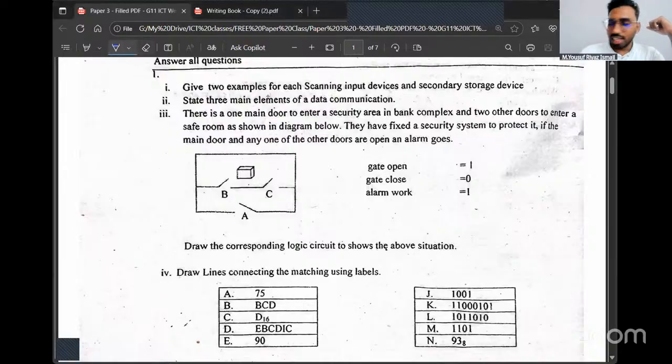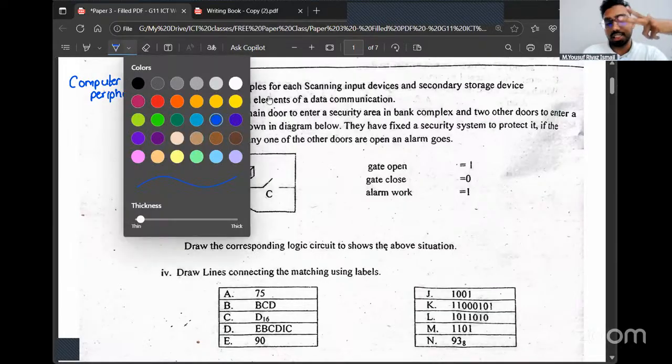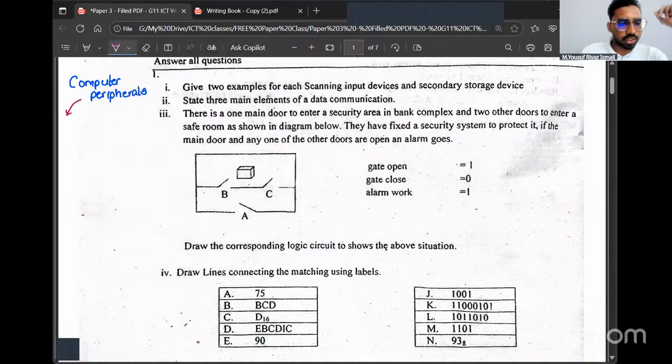So you all know these devices. In general, we can call them computer peripherals. These are the devices you can connect to the computer. We can categorize these devices into three categories. One of the categories is input devices. The other category is output devices. What is the third category?